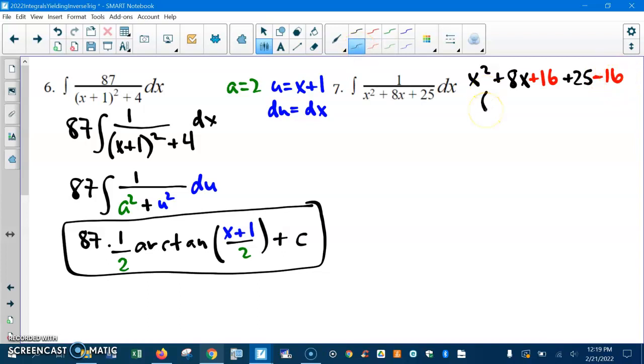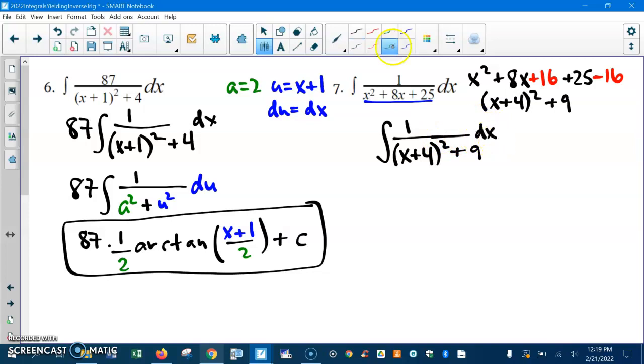So this expression becomes (x plus 4) squared, that's the perfect square part, and then 25 minus 16 equals 9. So (x plus 4) squared plus 9 is mathematically equivalent to what my original denominator was, x squared plus 8x plus 25. And then I have the advantage of rewriting it and noticing that now it does have two perfect squares, one a constant, one a variable.